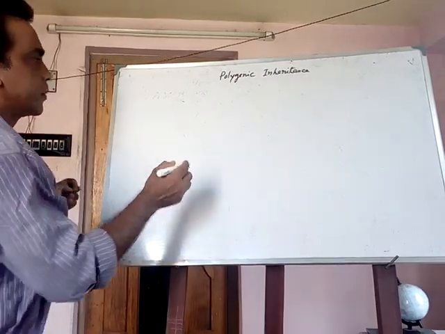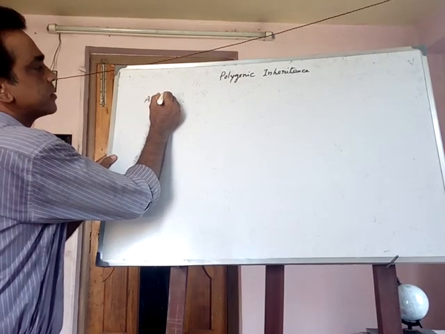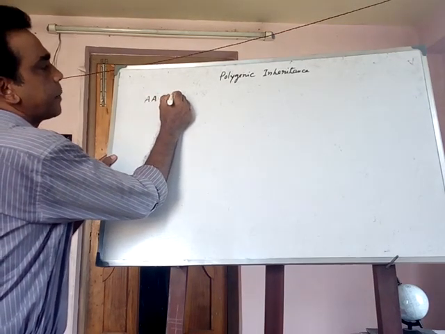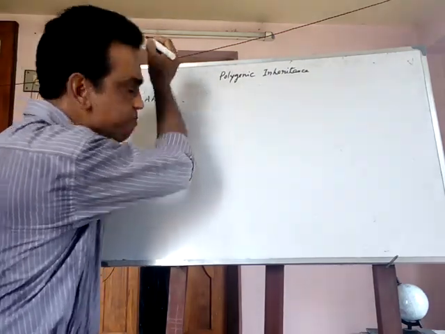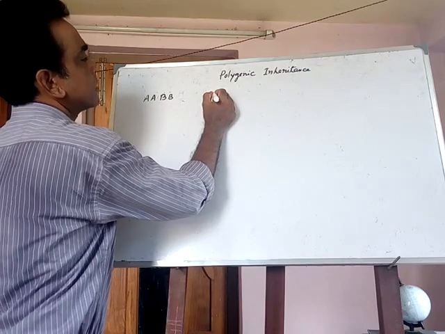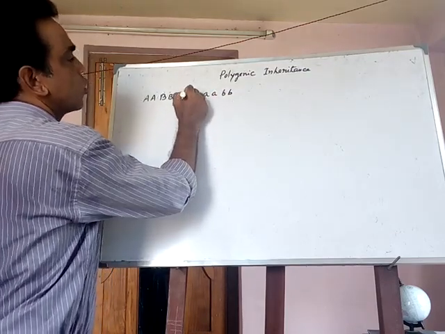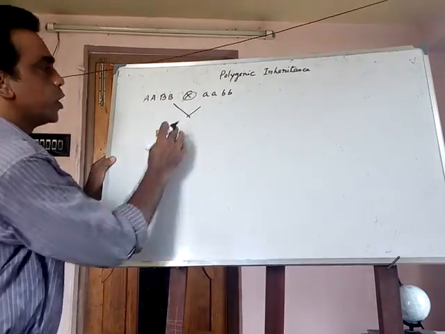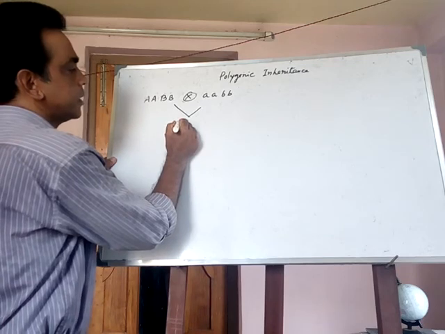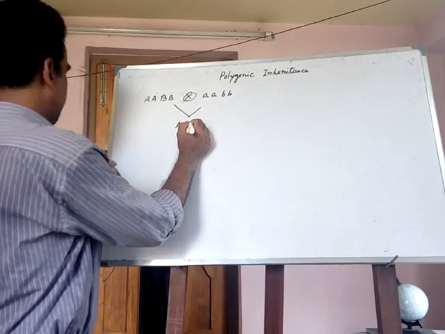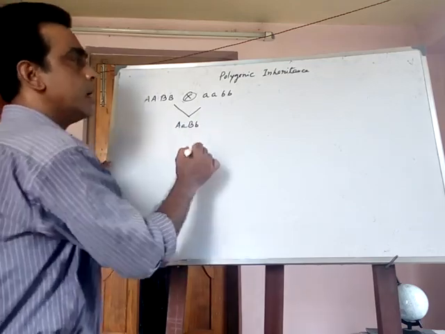Here I represent a Negro, with allelic genes capital A, capital A, and capital B, capital B, and the white, with small a, small a, and small b, small b. When they cross each other, they produce the hybrid, capital A, small a, capital B, small b.